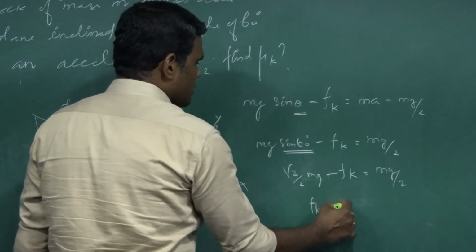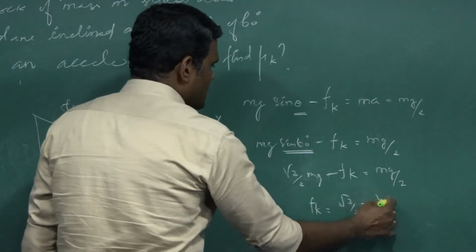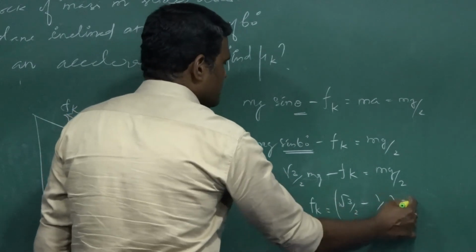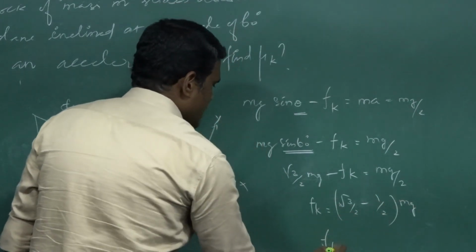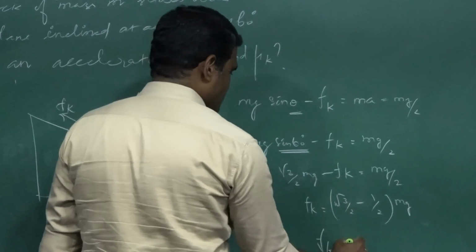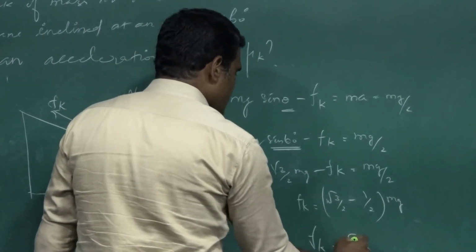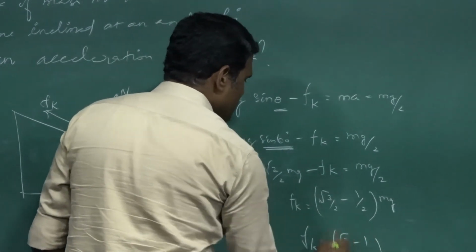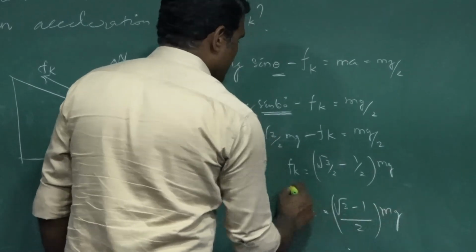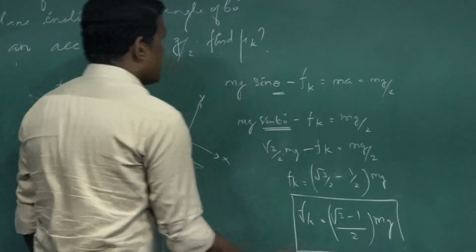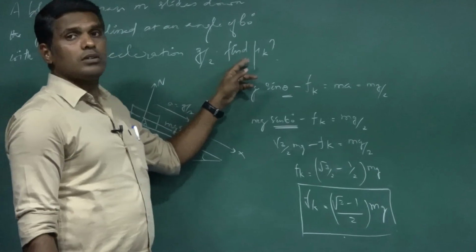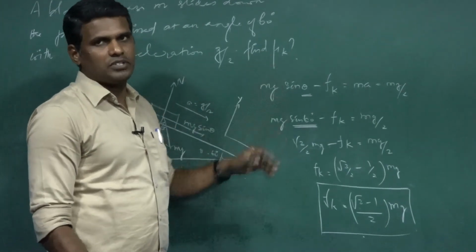Fk is equal to root 3 by 2 minus 1 by 2 into mg, or else I can write Fk is equal to root 3 minus 1 divided by 2 into mg. This is Fk. But what is asked here? You are asked to find out the coefficient of kinetic friction.